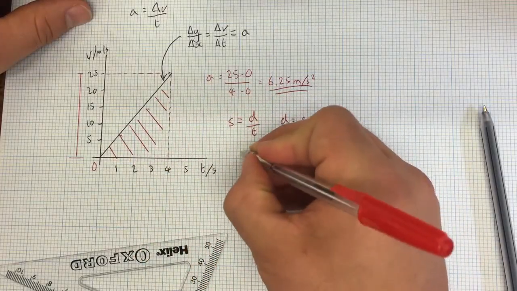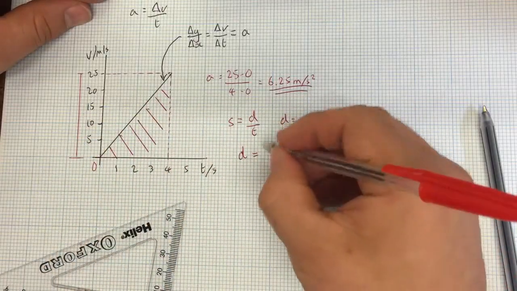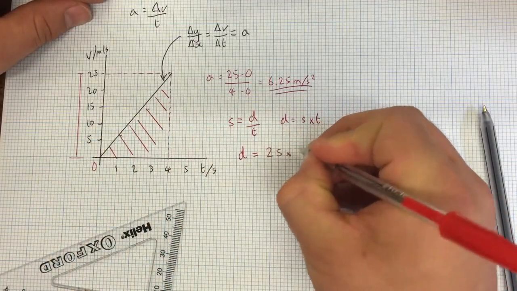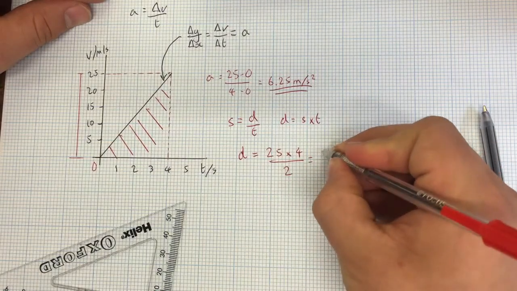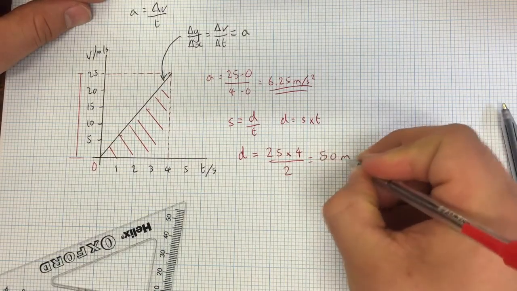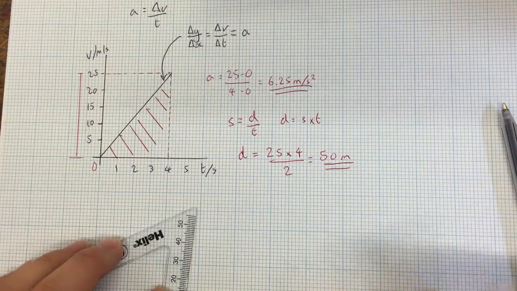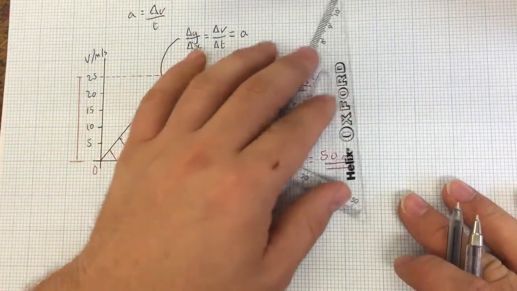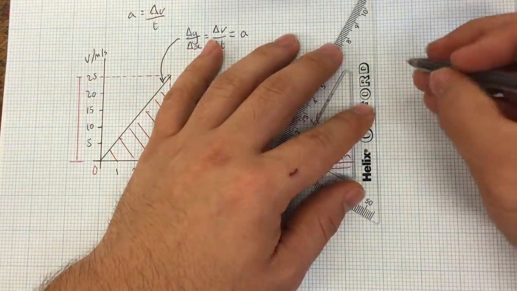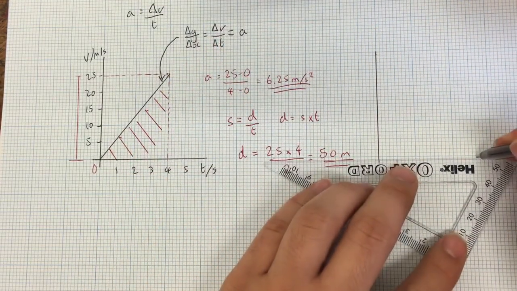So the distance travelled by this object is going to be 25 times 4 divided by 2, which if you put into your calculator will be 50 meters. So this object has travelled 50 meters. If we just do one more example, I just need another velocity time graph.